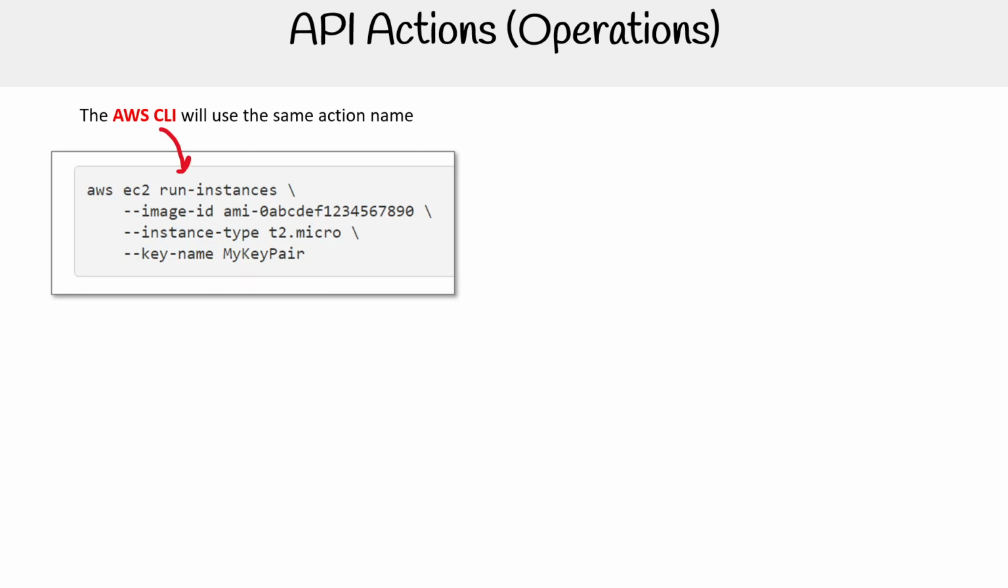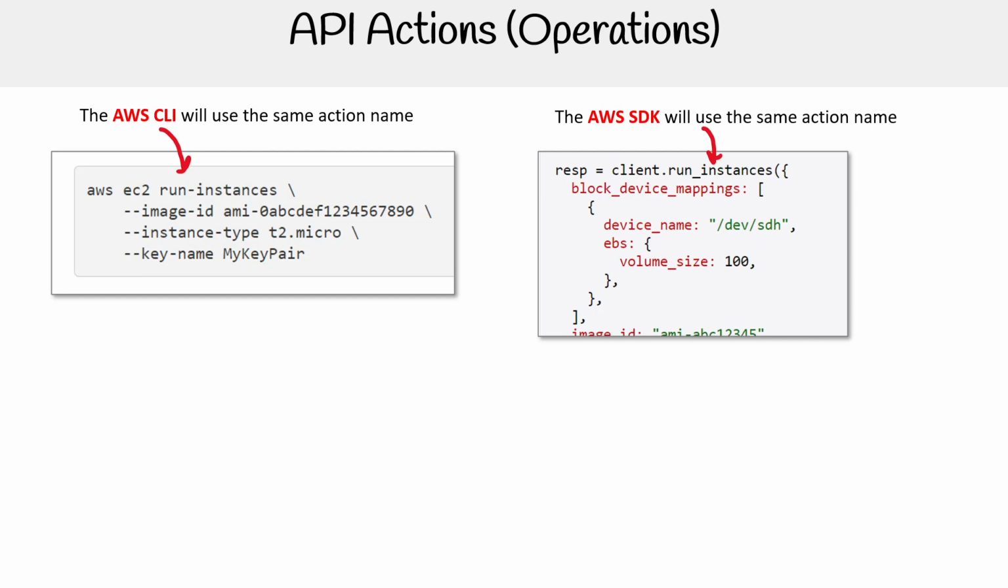But what I want to hit home is that if you know that something's an action, it's going to be pretty much the same no matter how you're going to access it via different developer tools. So if you're using the CLI, notice it says run-instances. Now let's go take a look at what that looks like with the SDK. Well, if we're using, that looks like Ruby code, the function is called run_instances.